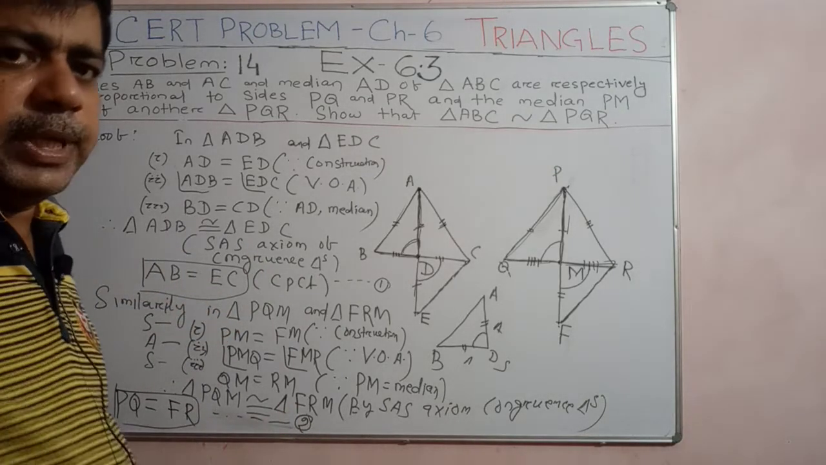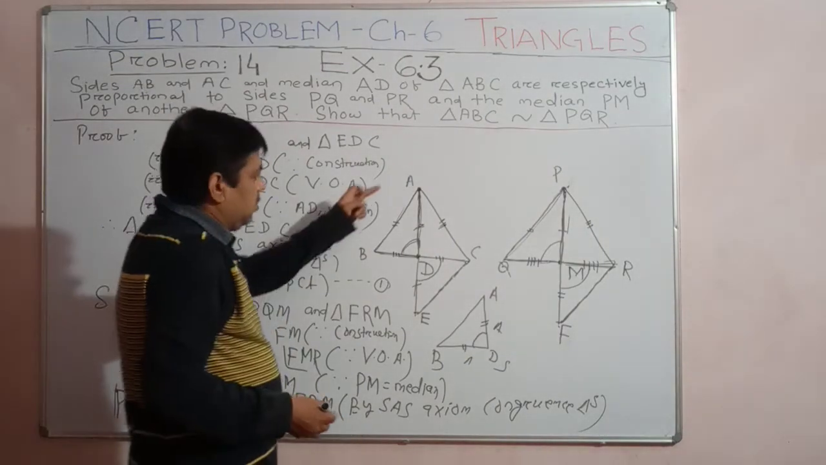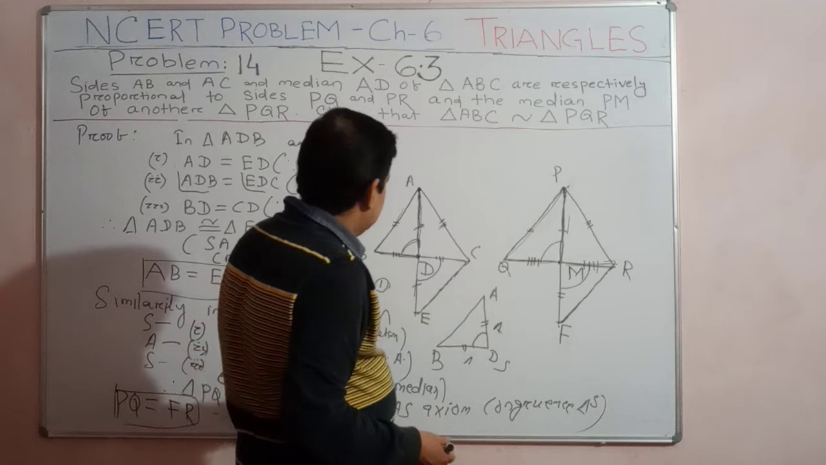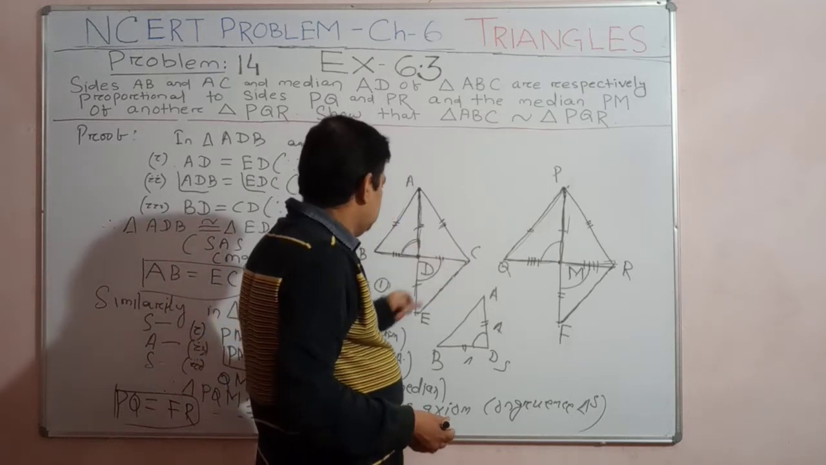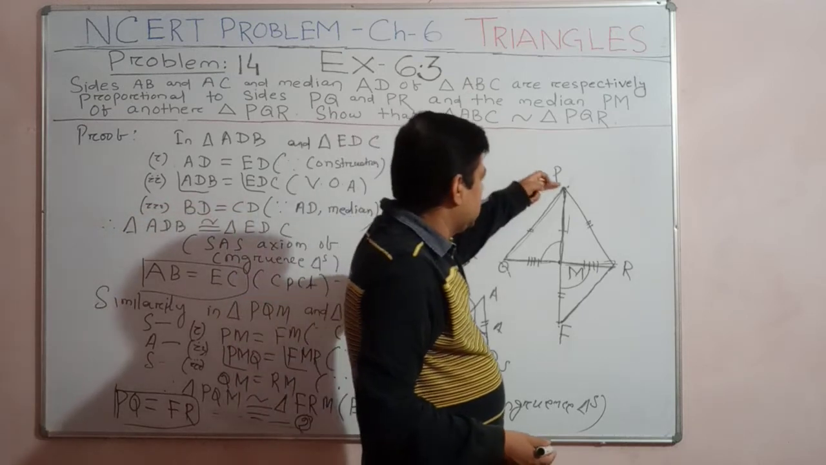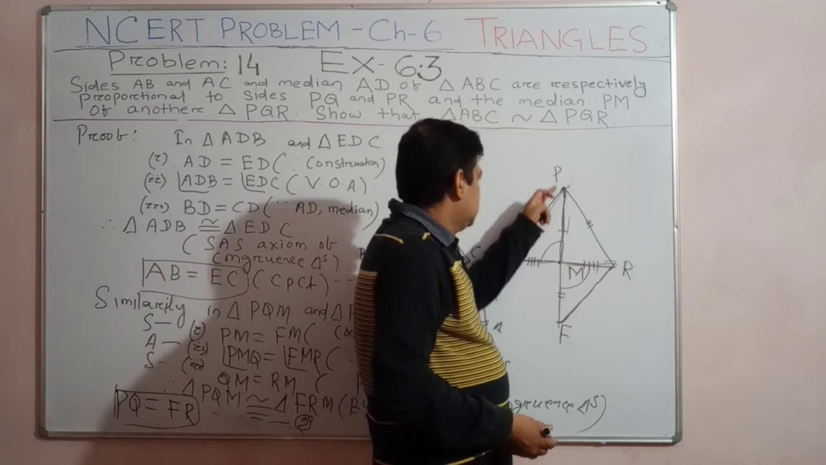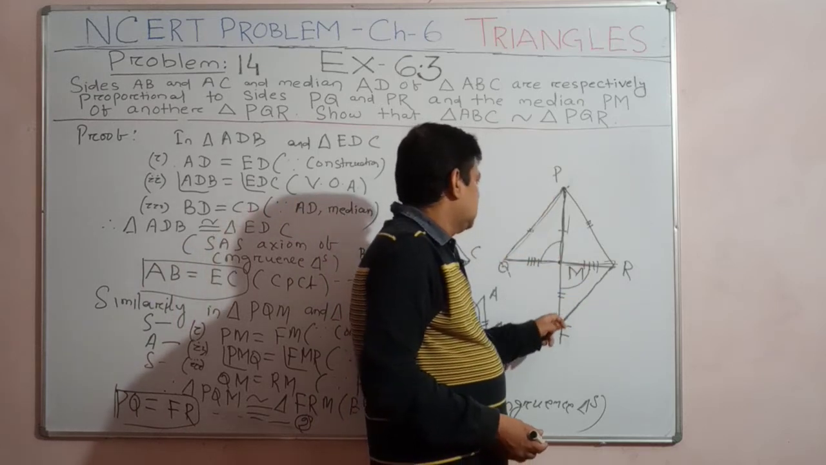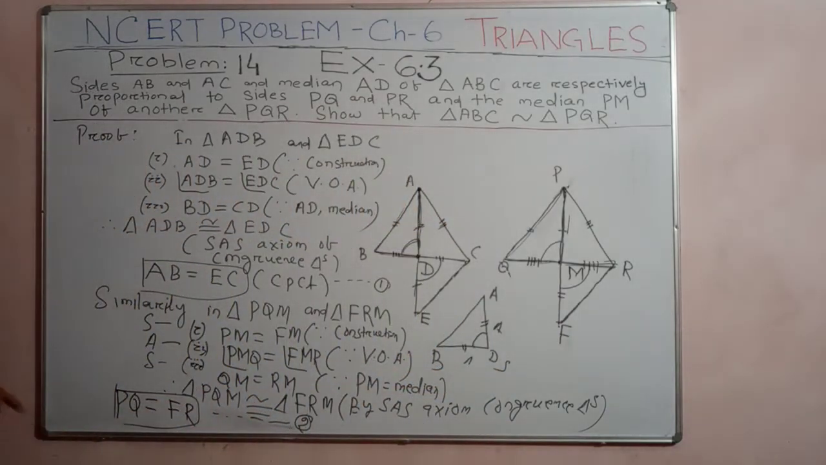Understood? Okay. So in the first case, when we proved triangle ABD congruent to triangle ECD, we got AB equal to EC. And again, by proving triangle PQM congruent to triangle FRM, here you see PQ is equal to FR. As a result, this thing we got.